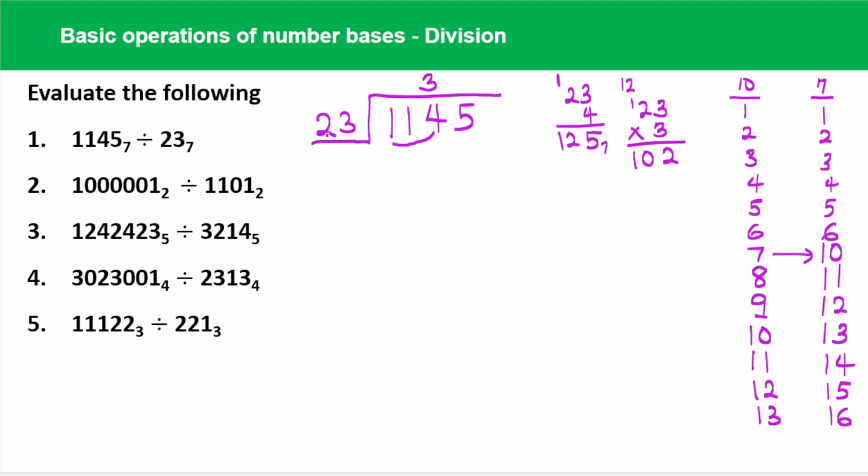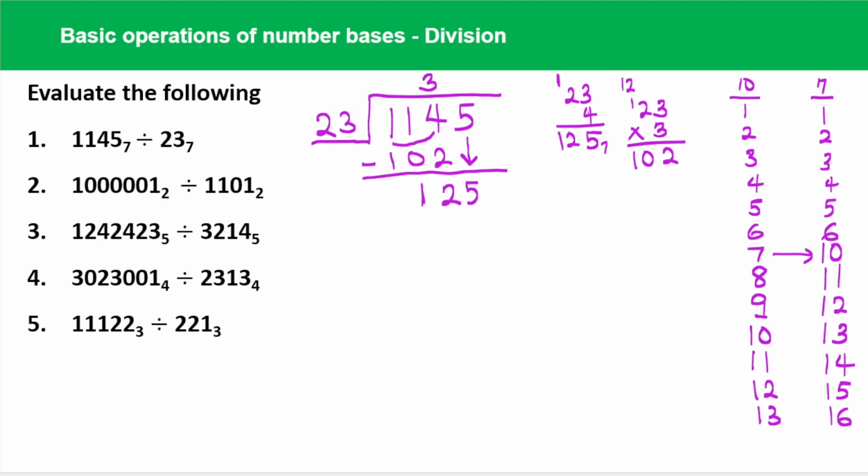Then 3 times 2 3 base 7. 3 base 7 times 2 3 base 7, multiply this, that will give us 102. Now we subtract to get our remainder. Remember again, we are subtracting in base 7, so 4 minus 2, that will give us 2. We can write 2 because 2 is part of base 7 digit. 1 minus 0 will give us 1. We can also write that, it is part of base 7 digit. Now the next thing will be to bring down the last digit here, which is digit 5.